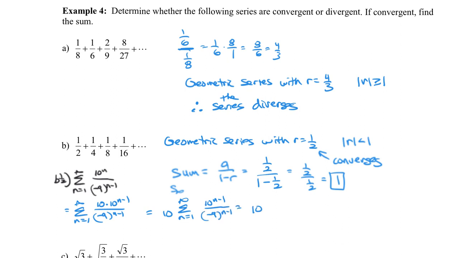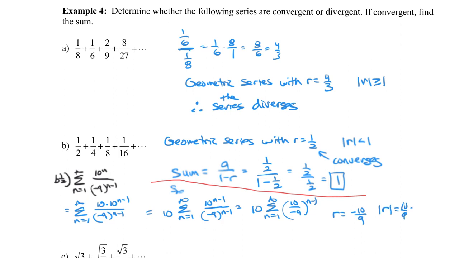Now, since these have the same power, we can combine them into one fraction. So this is equal to 10 times the sum from n equals 1 to infinity of 10 over negative 9 to the n minus 1. Now, as soon as we get there, we are okay. We can see that r is negative 10 over 9. The absolute value of r is 10 over 9, which is greater than 1. So we know this series diverges, because the absolute value of r is greater than 1.